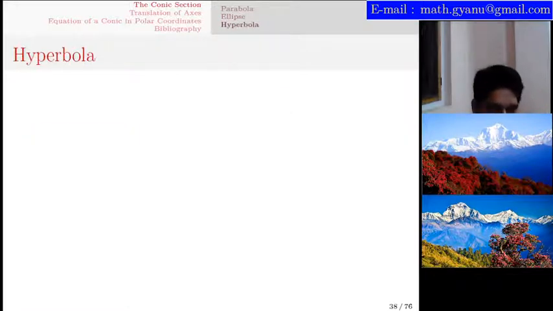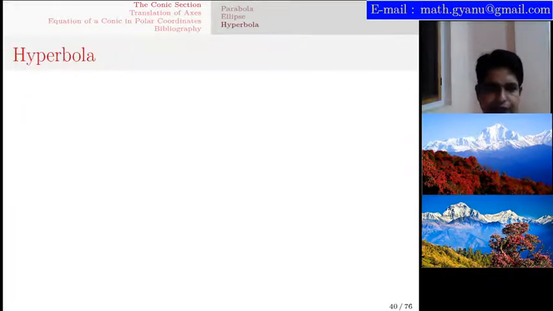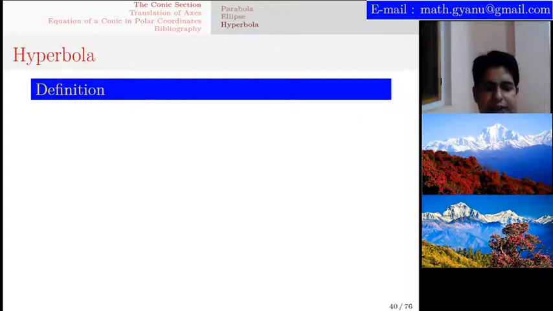Okay, that's enough. Now we talk about hyperbola, and I will especially state some forms of hyperbola and their different components. So I again suggest you to try to remember the results here. Okay. Hyperbola, first of all, definition.